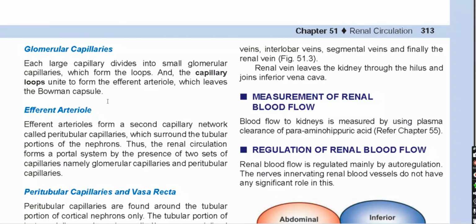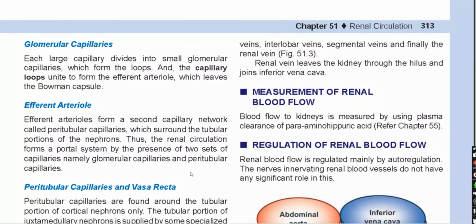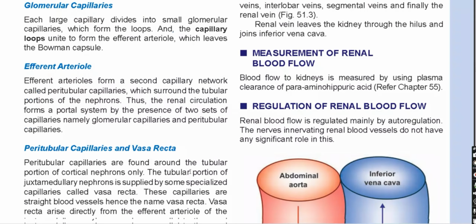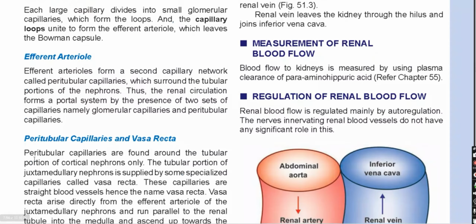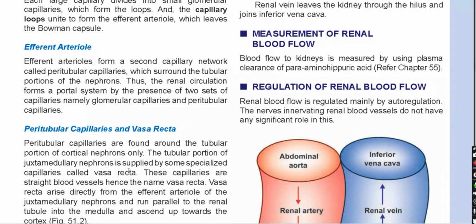Now the efferent arterioles form a second capillary network called the peritubular capillaries, which surround the tubular portion of the nephrons. Thus, the renal circulation forms a portal system by the presence of two sets of capillaries, namely the glomerular capillaries and the peritubular capillaries. Now, the peritubular capillaries and the vasa recta are both present here. Peritubular capillaries are found around the tubular portion of the cortical nephrons, while the vasa recta arises directly from the efferent arteriole of the juxtamedullary nephrons, and they both run parallel to the renal tubules into the medulla and ascend towards the cortex.